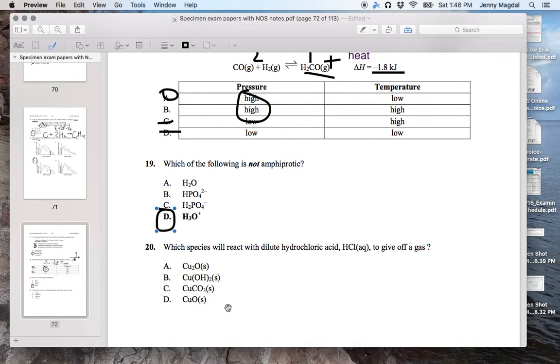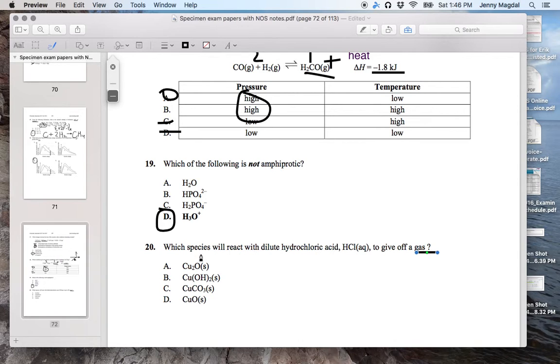Number 20, which species will react with dilute hydrochloric acid, HCl, to give off a gas? So if I'm dealing with acids, I'm looking for either carbon dioxide or hydrogen, H2, not water.